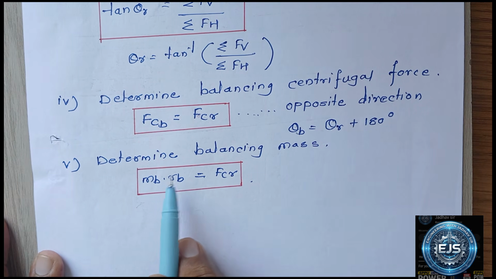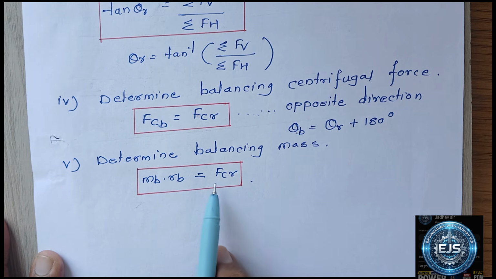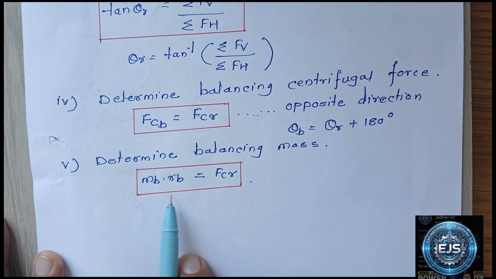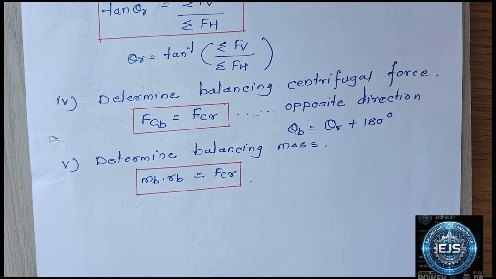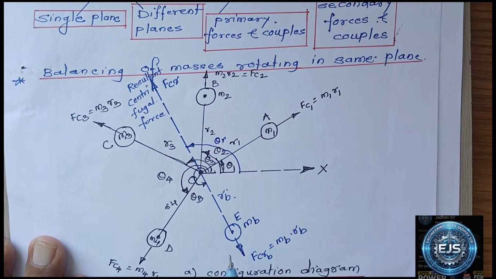Because this resultant centrifugal force we have already calculated in step 2, if balancing radius is given to us, then we can calculate the balancing mass. How much balancing mass will be needed in order to completely balance this system.